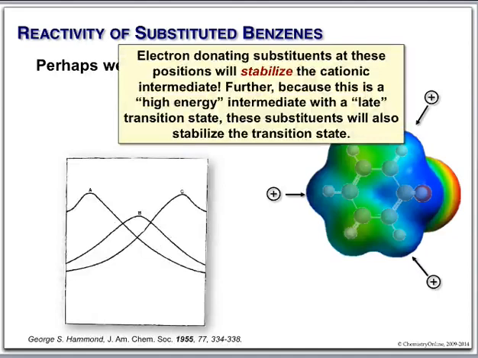This is actually his hand-drawn picture from 1955 in his original paper. Basically, what the Hammond postulate says is that the position of the transition state in the reaction coordinate depends on the stability of the intermediate. If your intermediate is very stable, you'll have an early transition state. If the intermediate is very unstable, you have a late transition state. So it moves back and forth. Here we are going to stabilize our intermediate. If we stabilize the intermediate, it also stabilizes the transition state, and therefore you get more products. It's the same fundamental principle for enzyme catalysis.